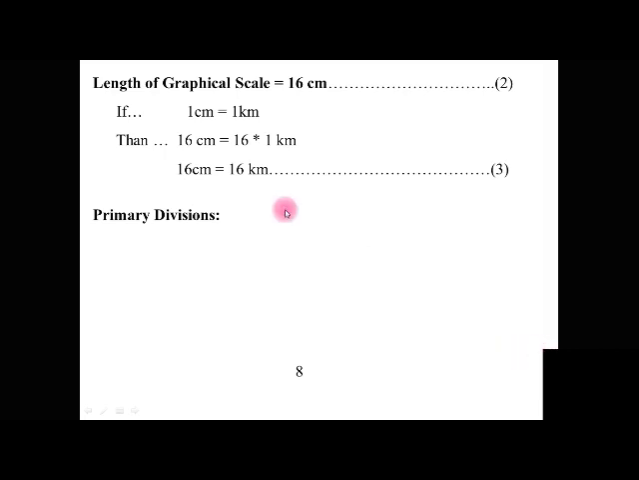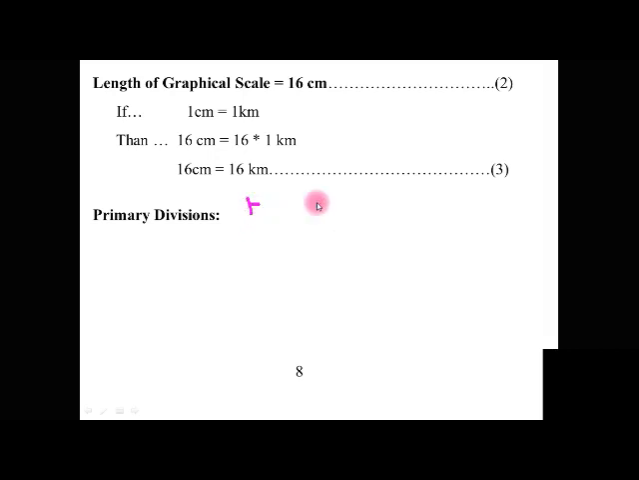So it must be understood here that my length of graphical scale is 16 centimeter, and the scale was 1 centimeter to 1 kilometer. So I make a relationship between 1 centimeter equal to 1 kilometer, then how many kilometers for the 16 centimeter, and I got 16 kilometer. So when we draw the 16 centimeter length of graphical scale, it will indicate 0 to 16 kilometer distance. It means this much length of graphical scale on the map will represent the 16 kilometer on the ground.